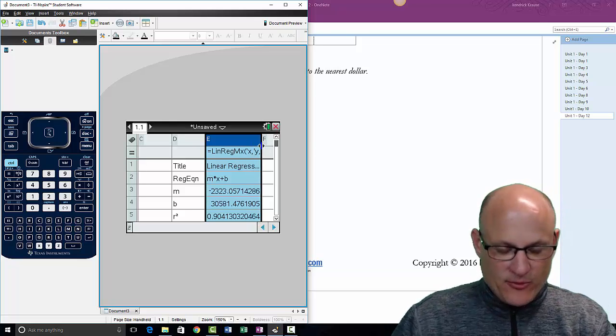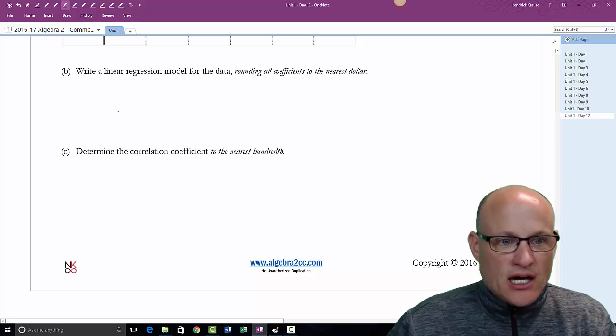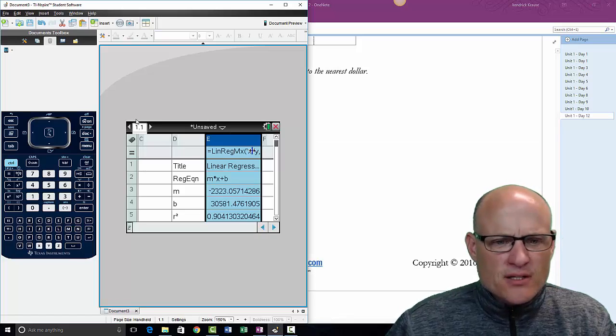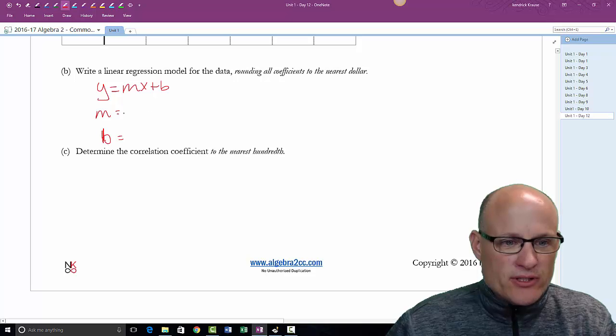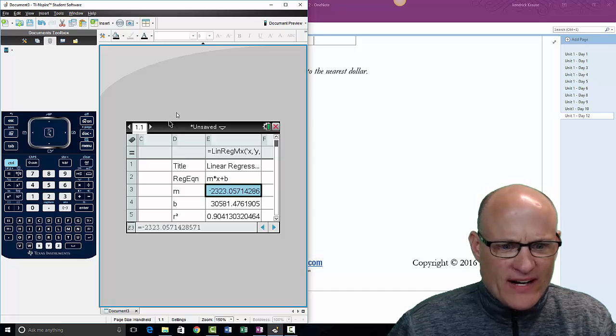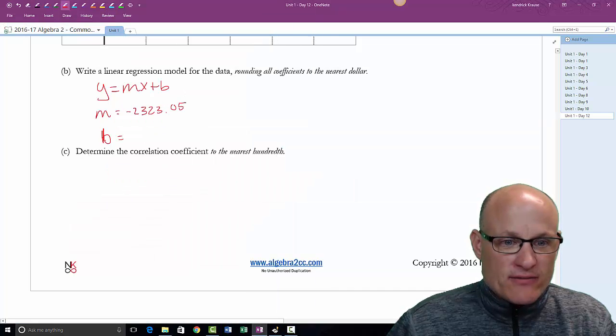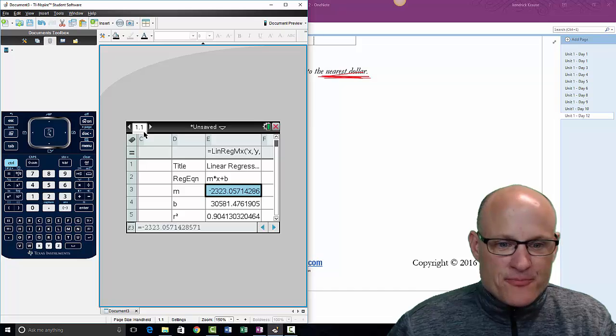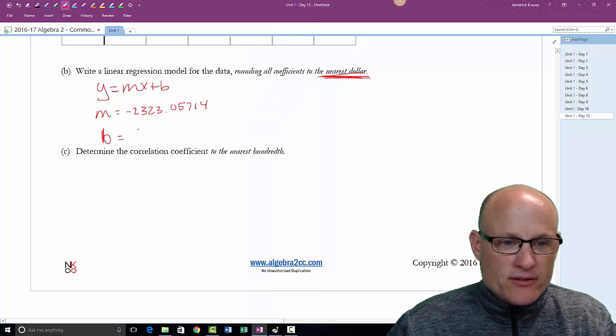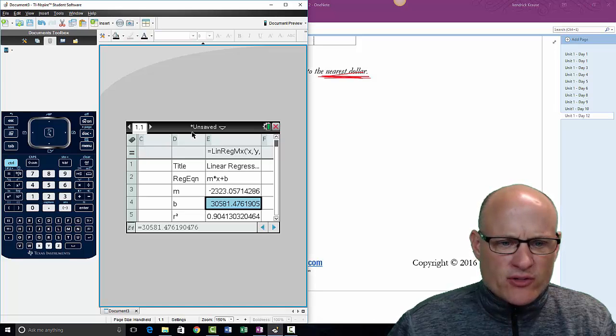All right, so I've got the information I need. Again, I'm doing y equals mx plus b. I got to tell the grader what m is, and I got to tell my teacher what b is. So let's go to m. Ooh, look at that slope. Negative 2,323.05714. Now they're rounding to the nearest dollar here, so I'm not going to go more than that. That's enough. And then go down here, b is 30,581.47619.